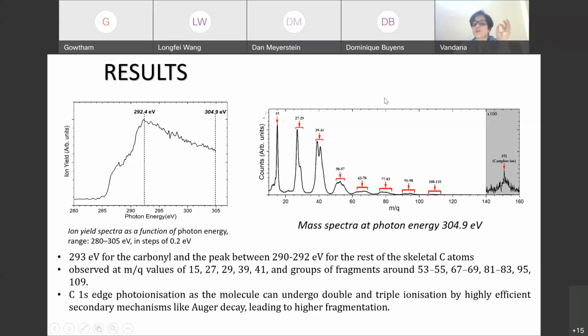On this side, what you see is the mass spectrum. Now, the mass spectrum gives you all the kinds of fragments which are coming out. So this will show you a whole jungle of fragment ions, because it's really quite a big, huge molecule. It has a molecular mass of 152 AMU.